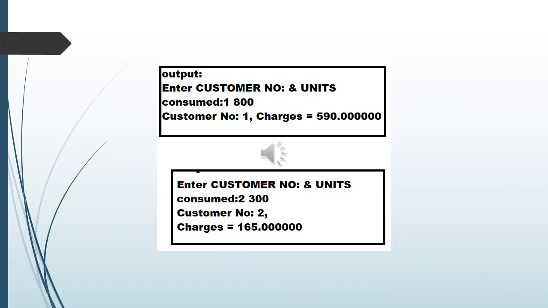So here is the output. If you enter the customer number and units, suppose I enter the customer number as 1, it will check the conditions and the charges come to 590 rupees. If the customer number is 2 and the units are 300, then it will go to the else if part where the condition is satisfied, and it will give the result as 165 rupees.